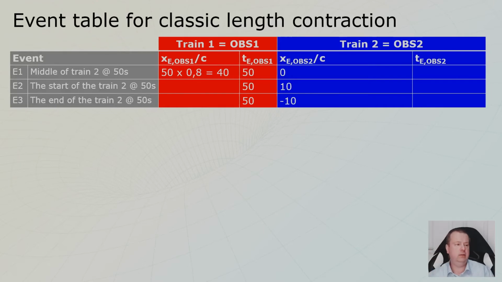So 10 and minus 10 are good there. 50, 50, 50 is good. And the middle of the train will be 0.8, which is the velocity, times 50 seconds, so 40 away. So x will be 40c, but x over c will be 40. Yeah, I thought I made a mistake here.